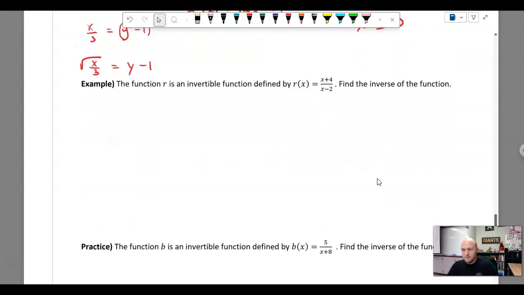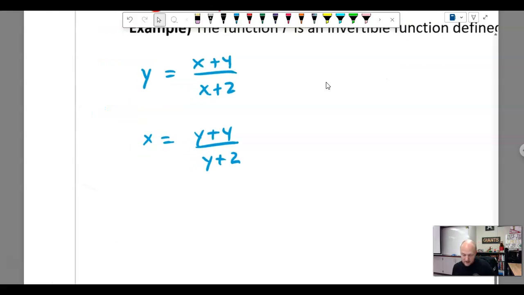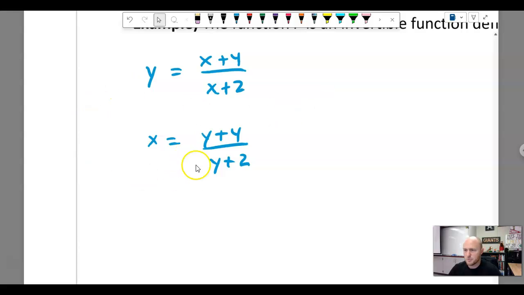Cool. The most complicated example that you can get for this on the AP Precalculus exam would possibly be a rational function. Find the inverse of a rational function. The principles stay the same. y is equal to x plus 4 over x plus 2. I'm going to invert the function, so I get x is equal to y plus 4 over y plus 2. Now I have to solve this, which looks pretty weird because I have multiple y's. So we're going to have to address that.